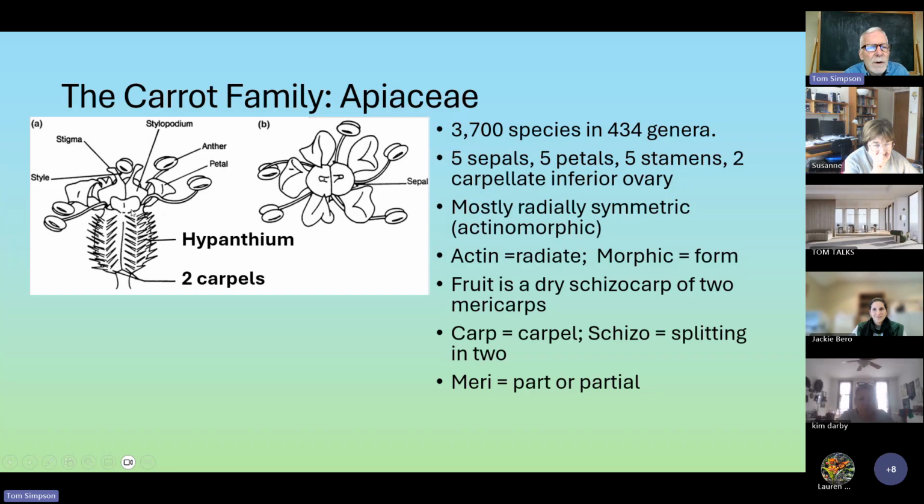Well, that would be an inferior ovary. The ovary is below, inferior to the point of attachment. Were those sepal, petal, and stamen attached here, the ovary would be superior, or above the point of attachment.